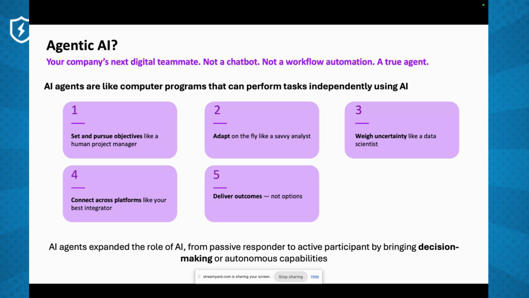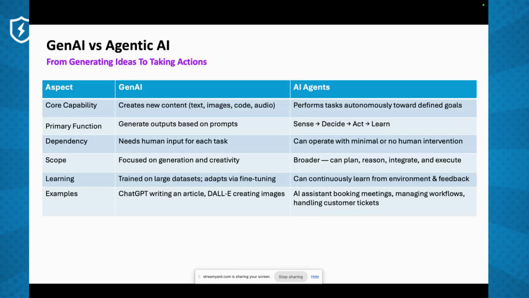For example, they can set and pursue objectives like your hiring manager. They can adapt on the fly like an analyst. They can weigh uncertainty like a data scientist. They can deliver outcomes. So it's all about a program which is thinking, and it's giving you output as per that. But then another important thing, because we spoke about GenAI and Agentic AI, I thought it's important to show a one-to-one mapping between some of the aspects of how GenAI and AI agents differ.